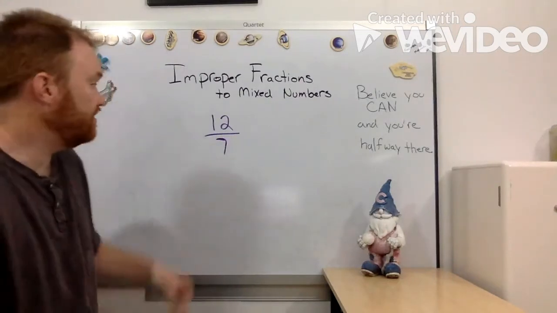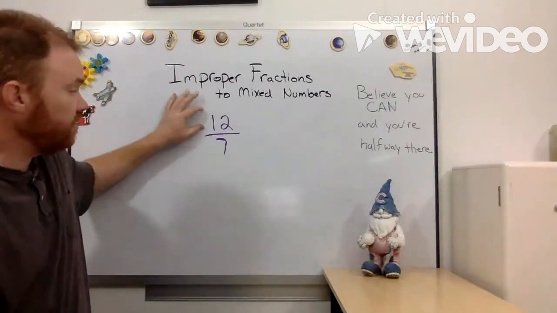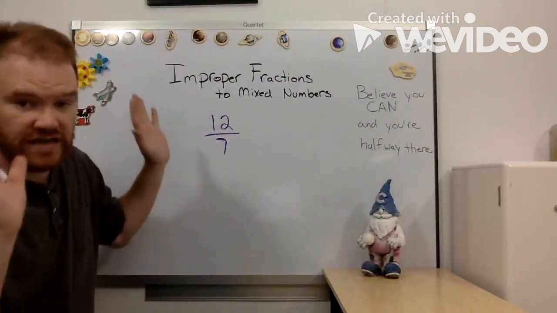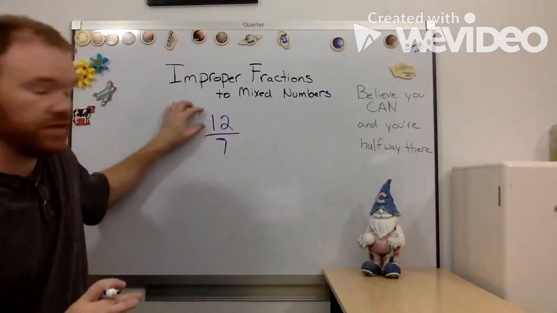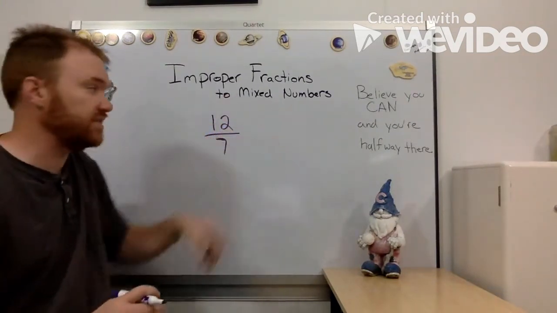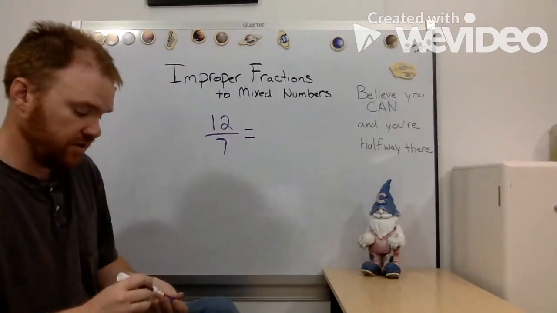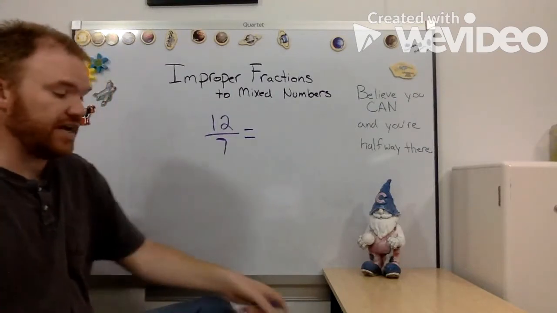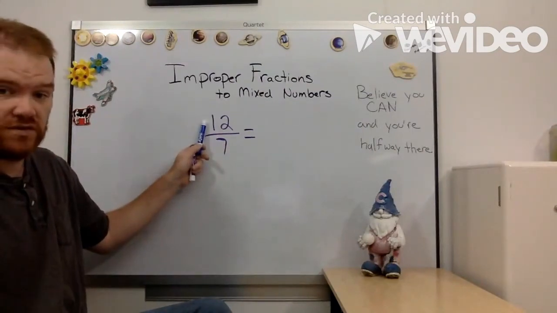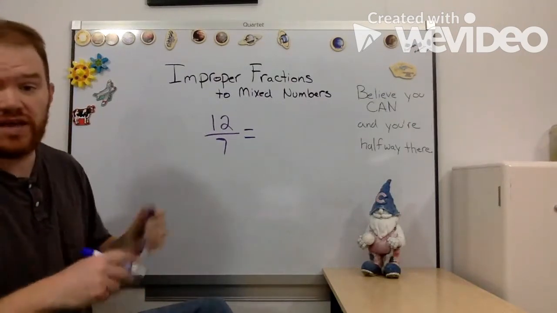It's improper because the numerator is a lot bigger than our denominator. The denominator has a hard time holding that numerator up because it's so much heavier. So what we're going to do is make it into a mixed number, a whole number plus a fraction. Look at it as, hey, this 7 has a hard time holding up this 12. So to make it easier, we're going to turn this into a mixed number. How do we do that? Very easy.